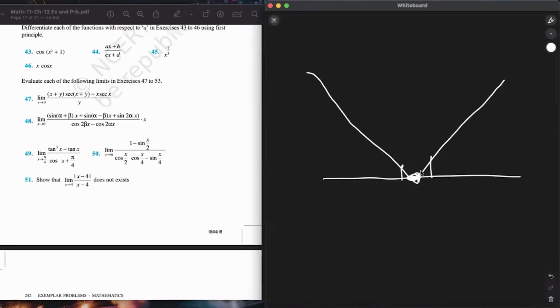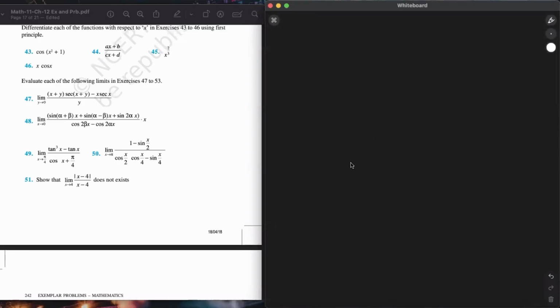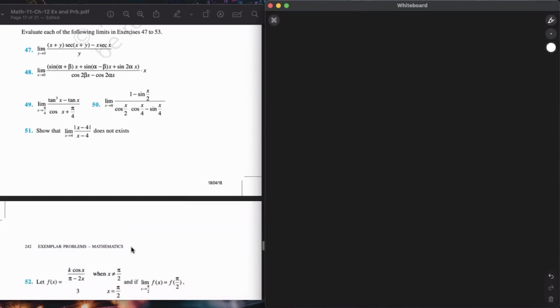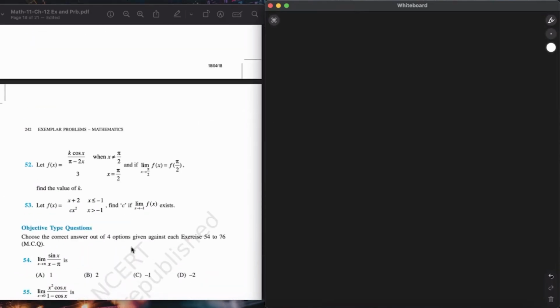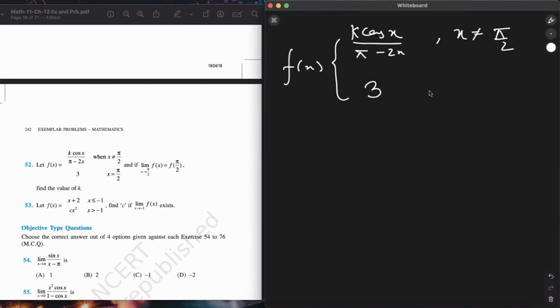All right, let's move further. Question number 50 we have done. Now let's move on to question number 52. Let me write it for you. Question number 52 is given to you as this: f(x) equals k cos x divided by pi minus 2x when x is unequal to pi by 2, and this is equal to 3 for x equal to pi by 2.